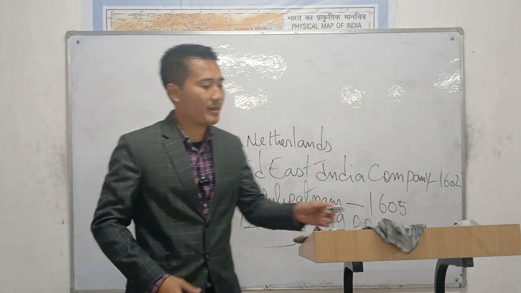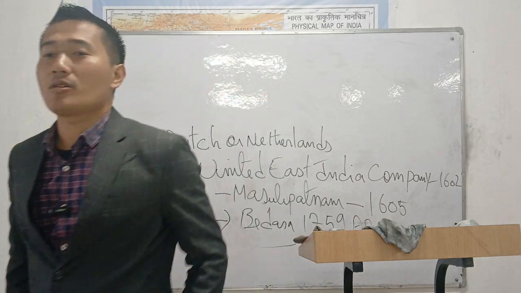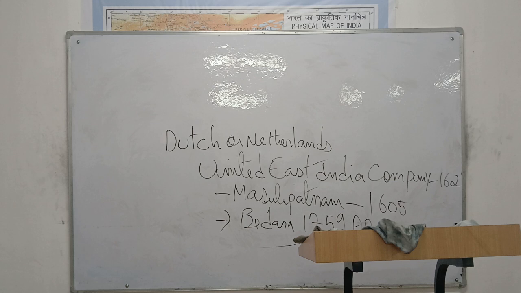Please write down the Dutch or Netherlands and their company. The company that came to India is known as the United East India Company, which was formed in the year 1602. The Dutch or Netherlands were the second Europeans to come to India. And their headquarters was in Masulipatam, which is in present-day Andhra Pradesh.